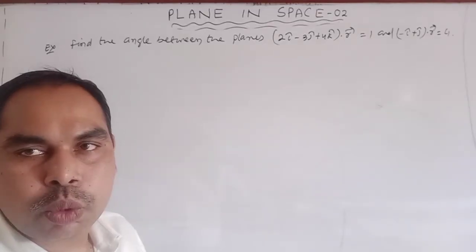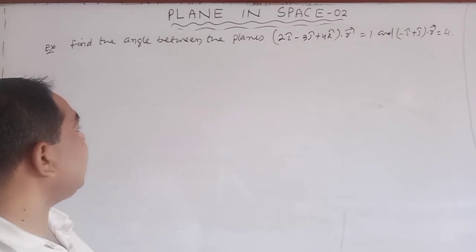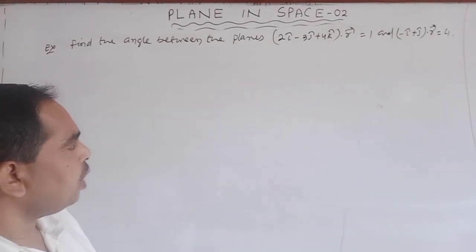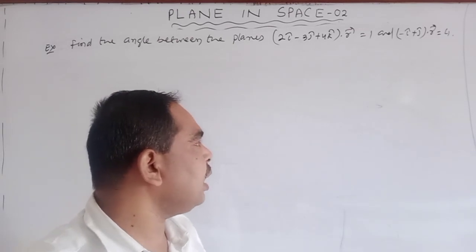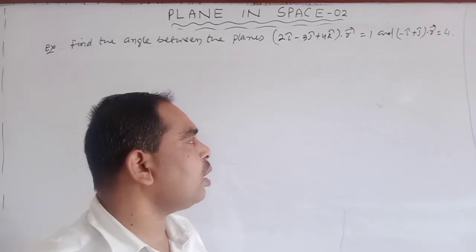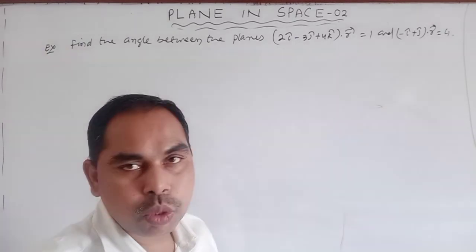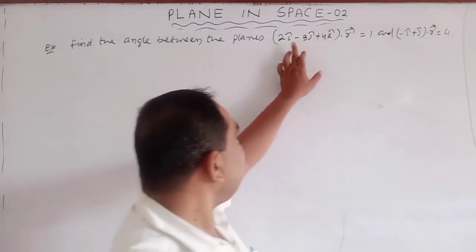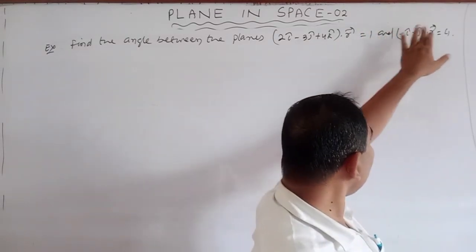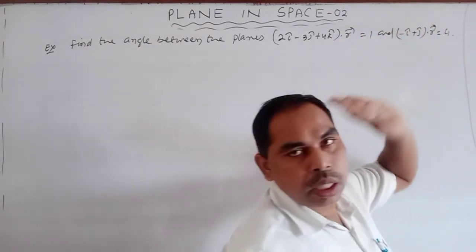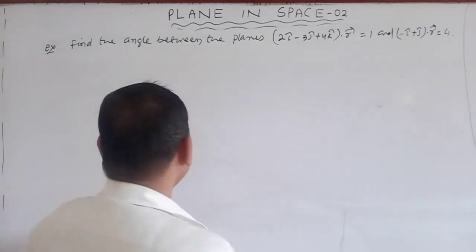There is a question, find the angle between the planes 2i minus 3j plus 4k dot r is equal to 1 and minus i plus j dot r is equal to 4. Okay, this is n1 dot r is equal to d1 and n2 dot r is equal to d2. Find the angle between them. Okay, solution.